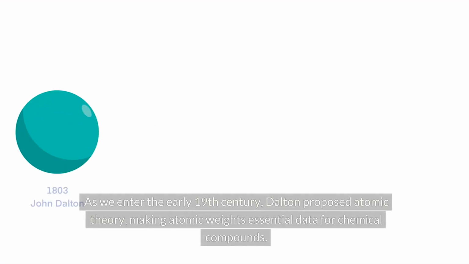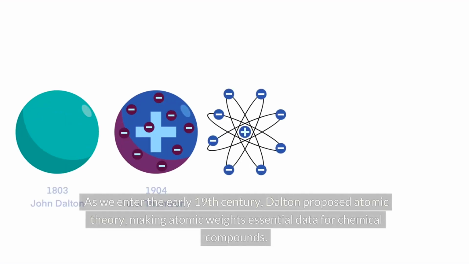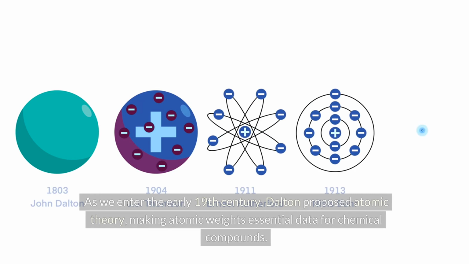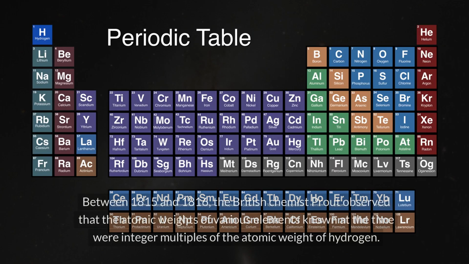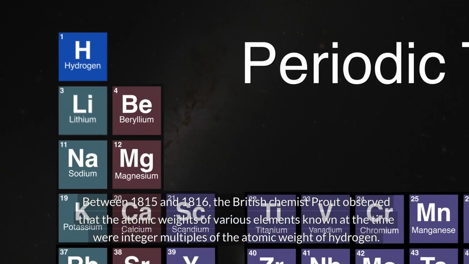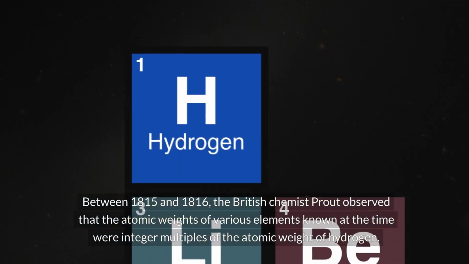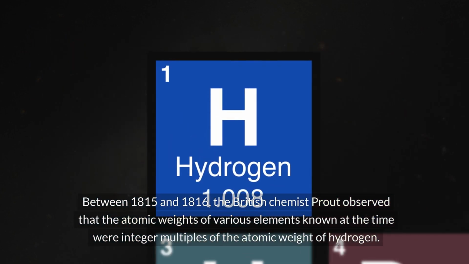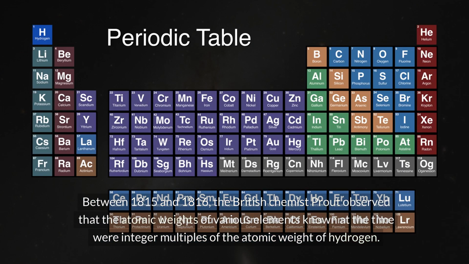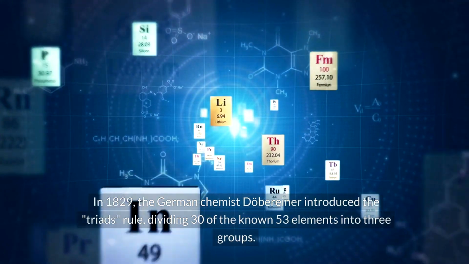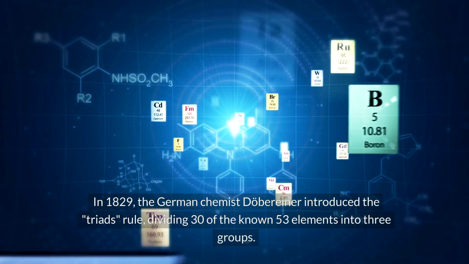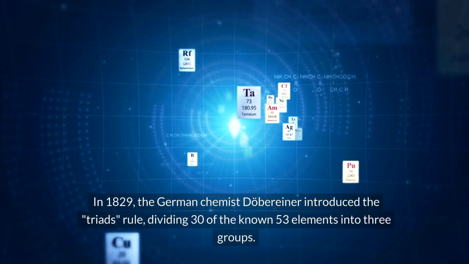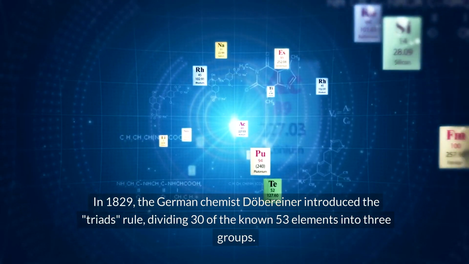As we enter the early 19th century, Dalton proposed atomic theory, making atomic weights essential data for chemical compounds. Between 1815 and 1816, the British chemist Prout observed that the atomic weights of various elements known at the time were integer multiples of the atomic weight of hydrogen. In 1829, the German chemist Dobereiner introduced the triads rule, dividing 30 of the known 53 elements into 3 groups.